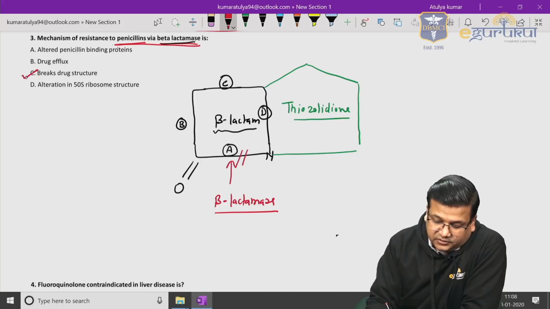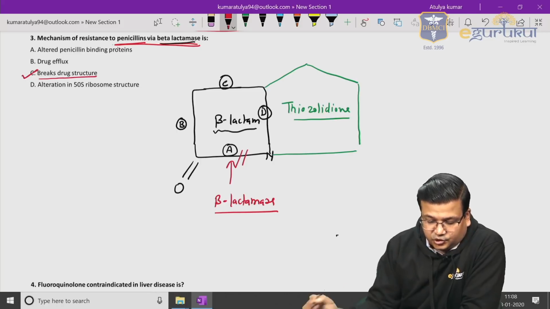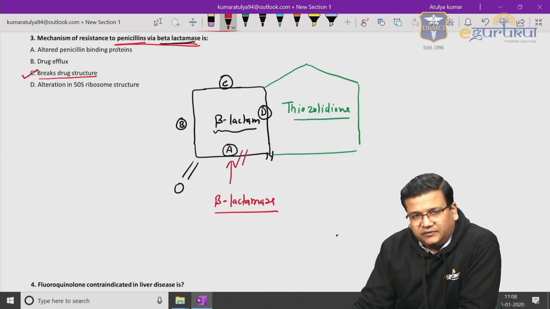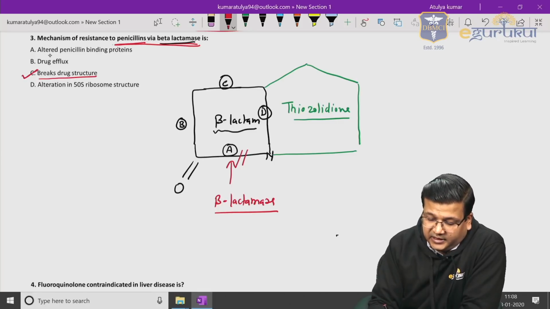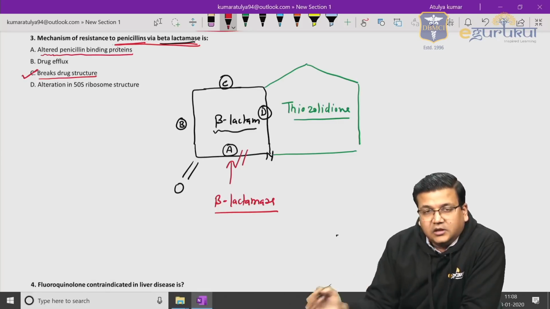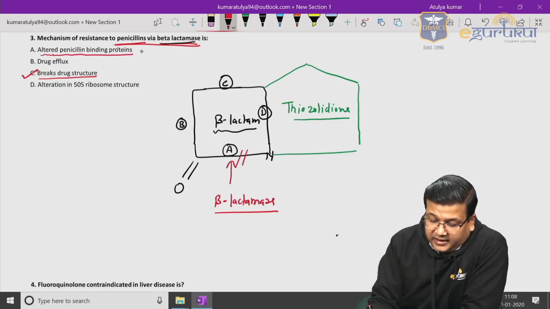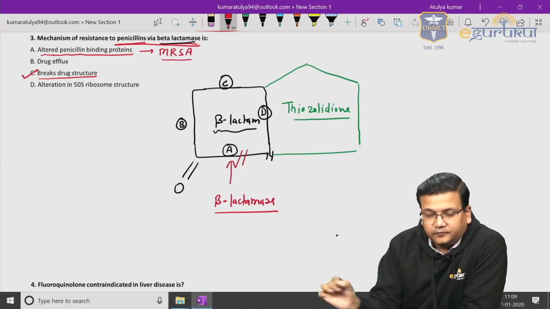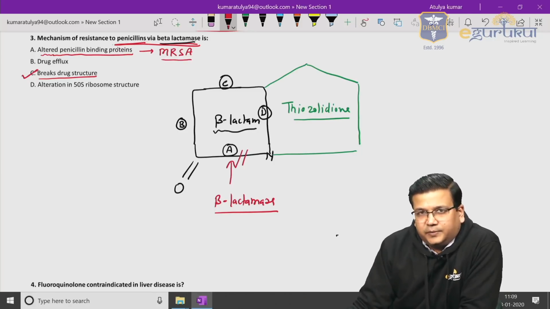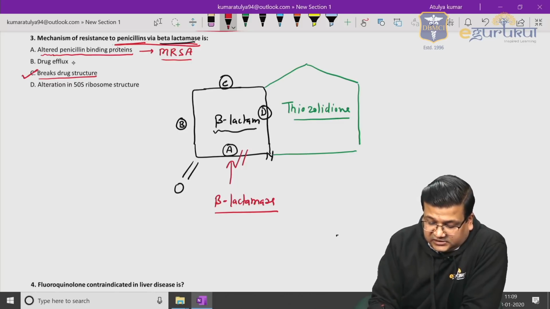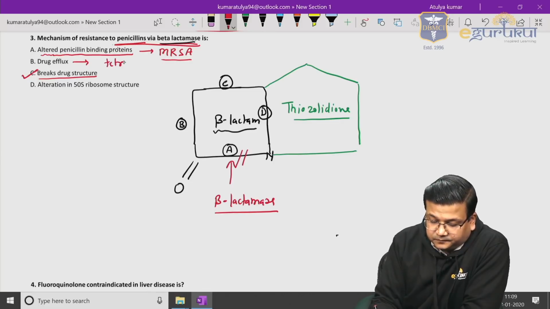Answer to this particular question will be option number C, breaks drug structure. If we look at some of the other options, altered penicillin binding proteins. So penicillin binding proteins, mainly the transpeptidase enzyme, can be altered, and this is the mechanism of resistance in methicillin resistant staph aureus, MRSA. So MRSA becomes resistant to penicillin by penicillin binding protein mutation. Drug efflux is the most important mechanism in tetracyclines.